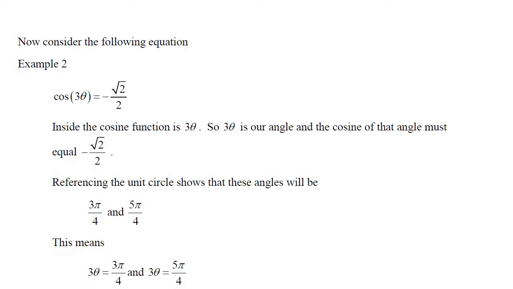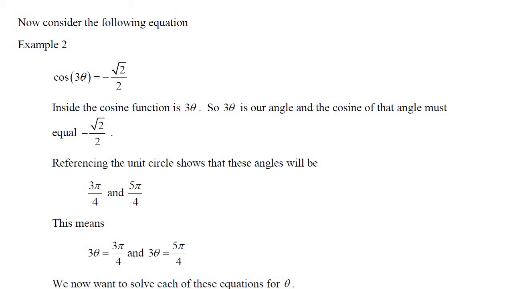This one's somewhat similar, but the difference causes a much greater jump in complications. So here I have cosine of 3 theta is equal to negative square root of 2 over 2. Just like before, this angle on the inside, which we're calling 3 theta, the cosine of that angle has to be negative square root of 2 over 2.